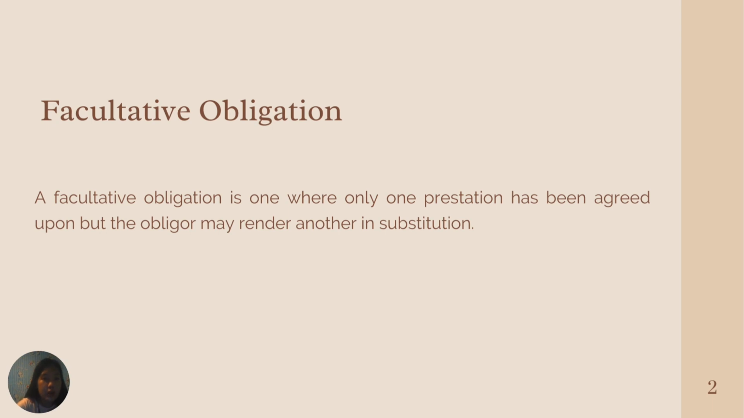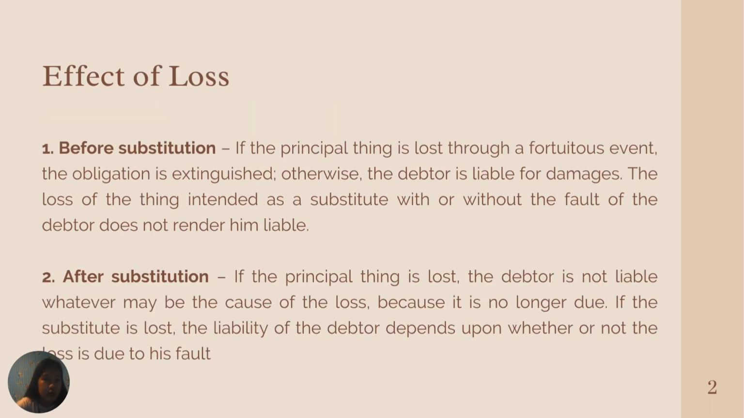Okay? So what are the effects of loss? Before substitution, if the principal thing is lost through a fortuitous event, the obligation is extinguished. Otherwise, the debtor is liable for damages. The loss of the thing intended as a substitute, with or without the fault of the debtor, does not render him liable. Second, after substitution, if the principal thing is lost, the debtor is not liable whatever may be the cause of the loss because it is no longer due.